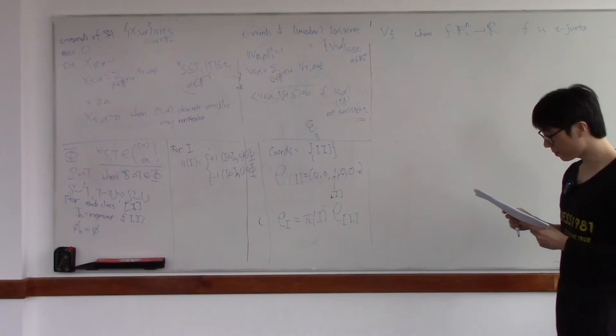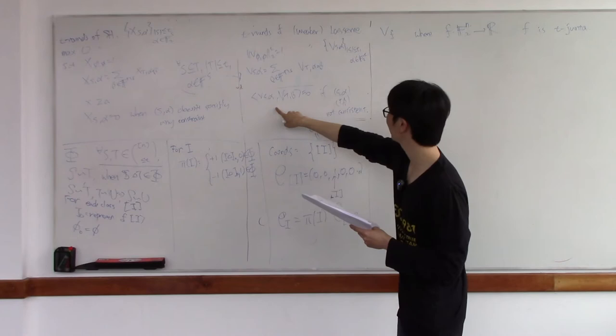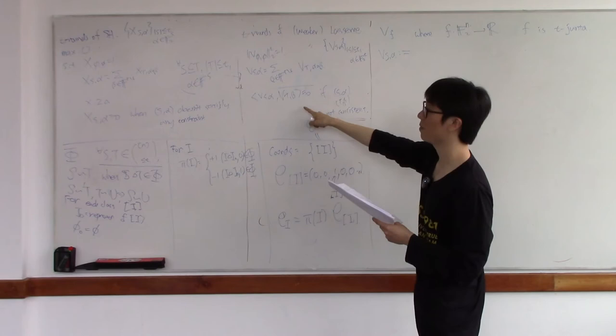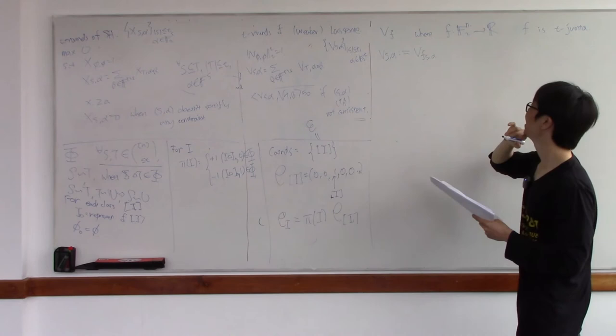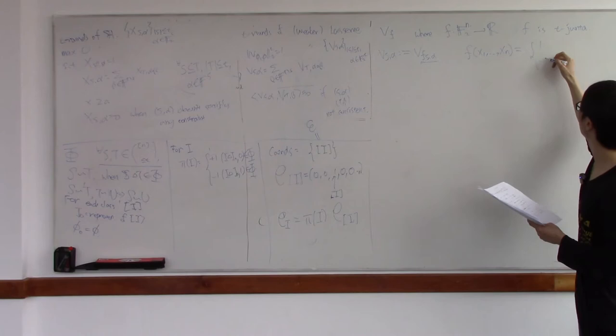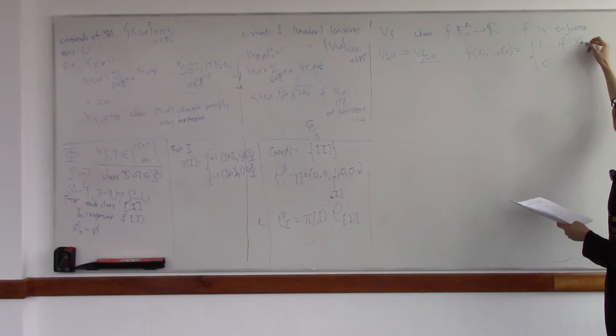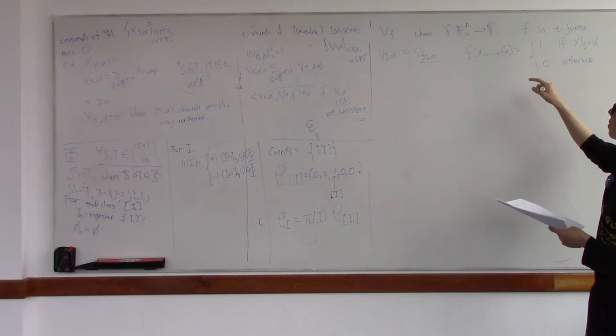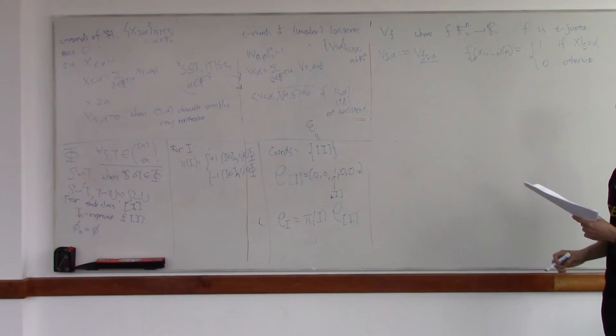Okay. And then if I do this, then how do you get this? Our final vector will be defined by this. So this will be another function such that, this is just an indicator function.